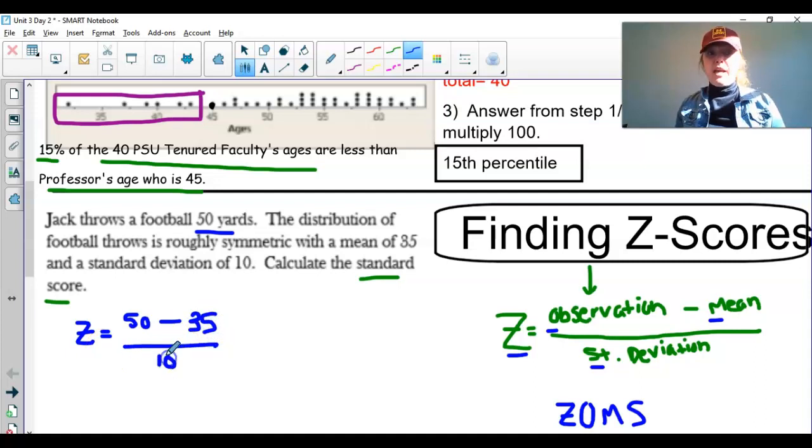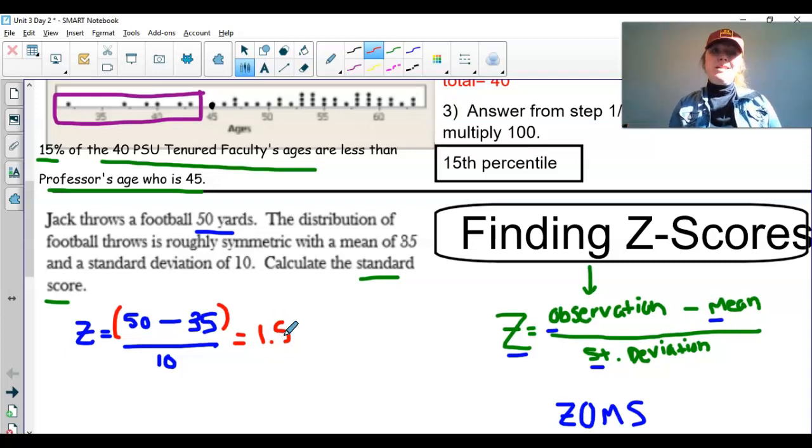Now here's the catch, you guys. Type this into your calculator. Oftentimes people type it in wrong. We want to make sure we follow order of operations. So we want to do the numerator first, hit enter, and then divide by the denominator. Or we put it in parentheses if we want to do it all at once. So 50 minus 35 divided by 10 gives us 1.5. Jack's z-score is 1.5. He is 1.5 deviations above the mean.